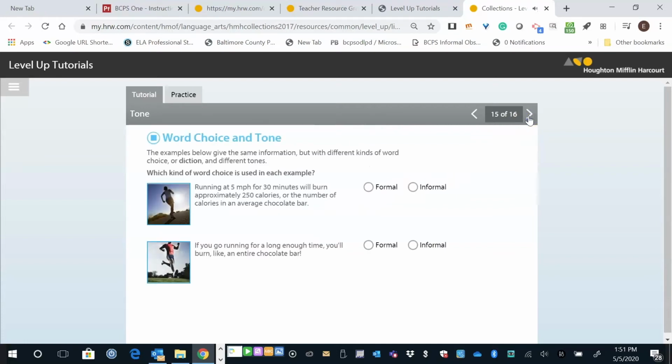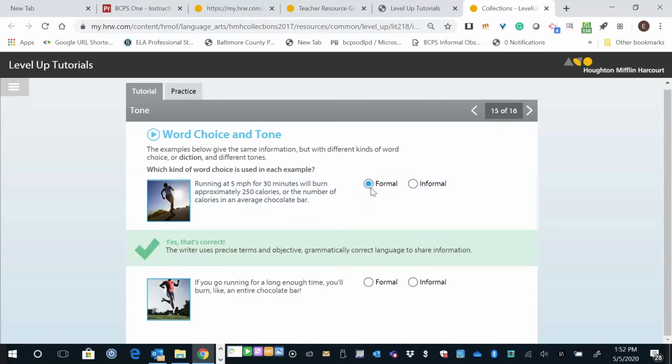The examples below give the same information, but with different kinds of word choice or diction and different tones. Which kind of word choice is used in each example? If you chose formal for the first image, you are correct. The writer uses precise terms and objective, grammatically correct language to share information.